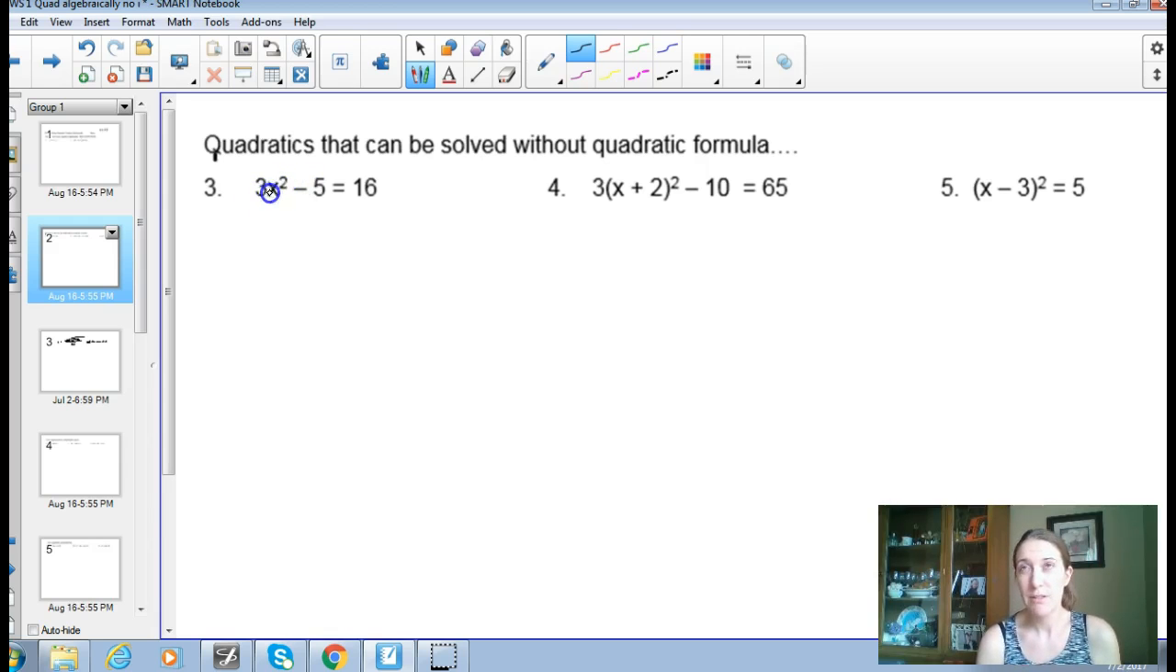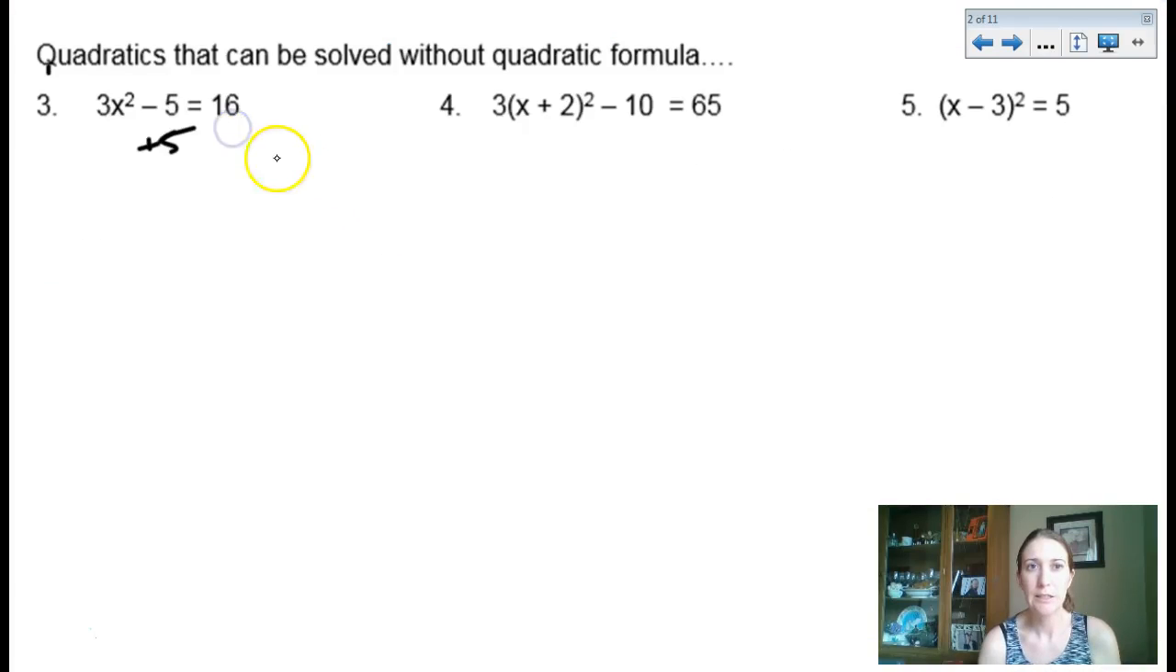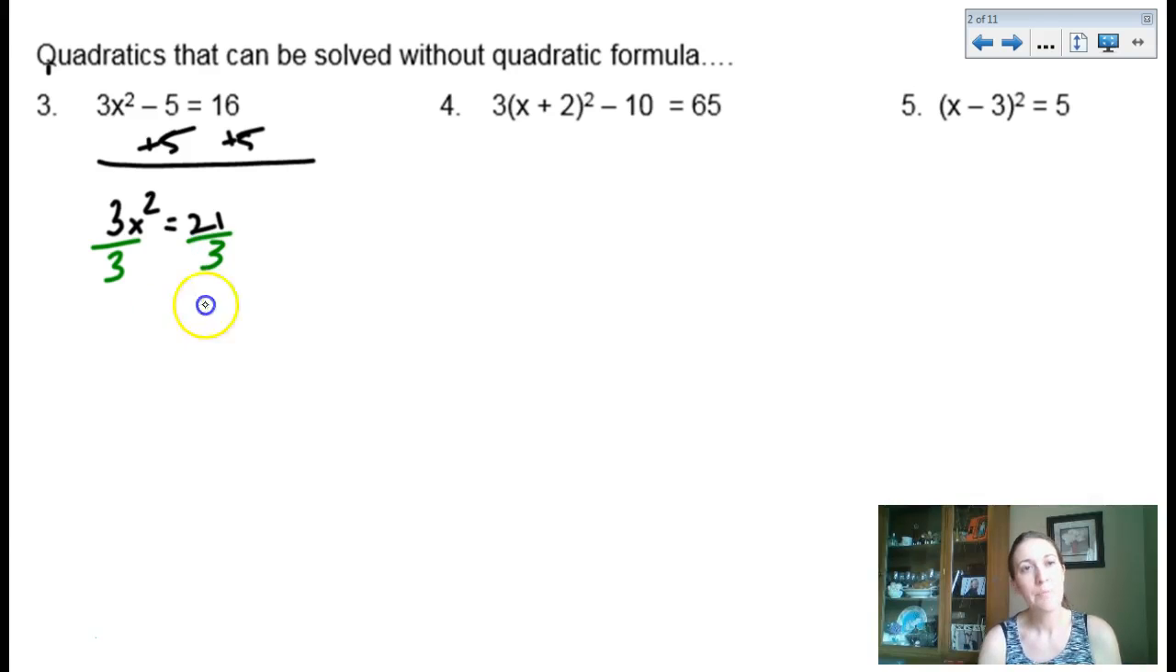So if I'm trying to solve a quadratic with just one variable component, an x squared term, I should probably think about square rooting. And I can't square root until the x squared is isolated. So we're going to add 5 to both sides, expand the screen a little. I get 3x squared equals 21, and it's best to wait to square root until the x squared is completely isolated, or at least the squared term is isolated.